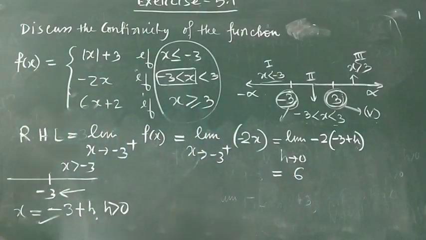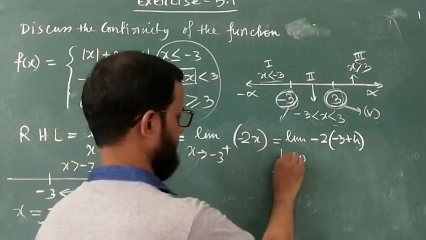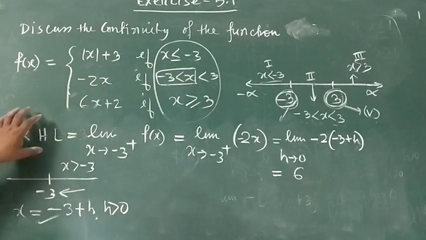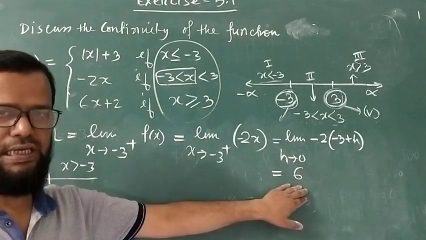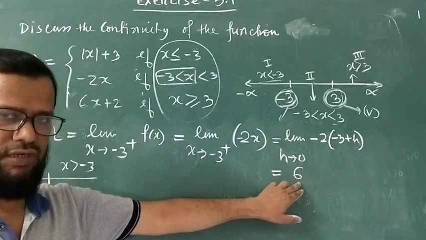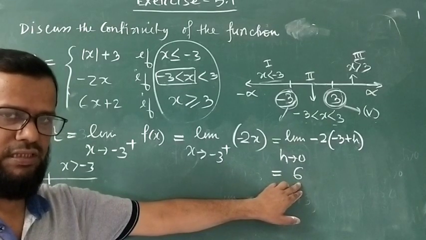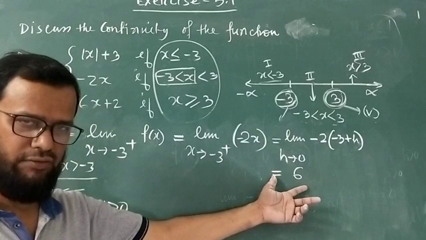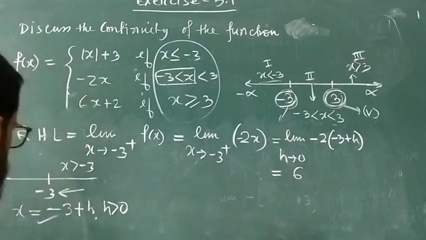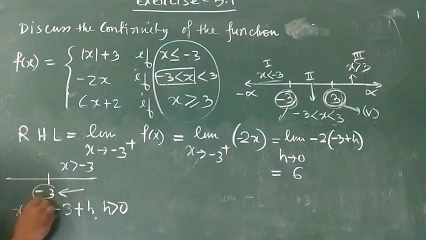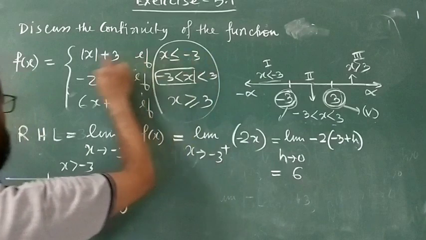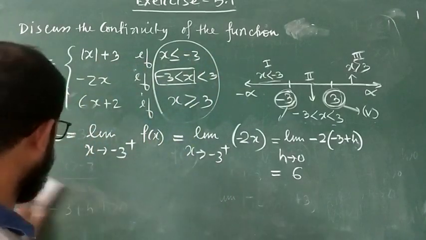So if you put h equal to 0 here, what is the result? It is 6. So finally the right hand limit also exists, because it is finite and fixed. So left hand limit is 6, right hand limit is also 6, and therefore both are equal. Now let us proceed to the functional value. At x equal to minus 3, what will be the value of the function?